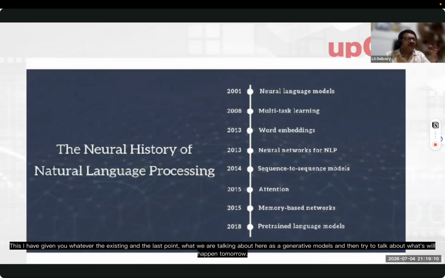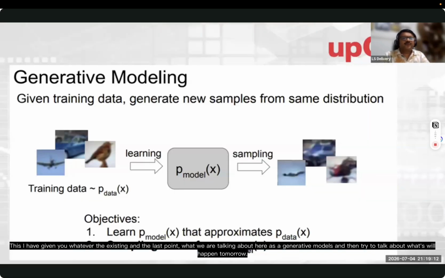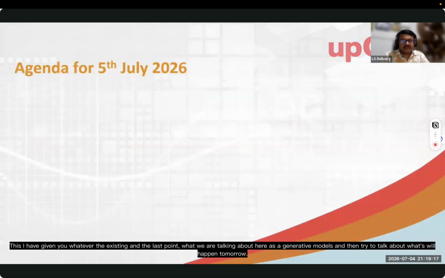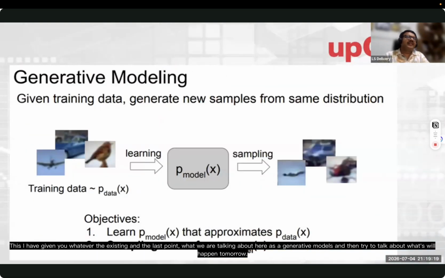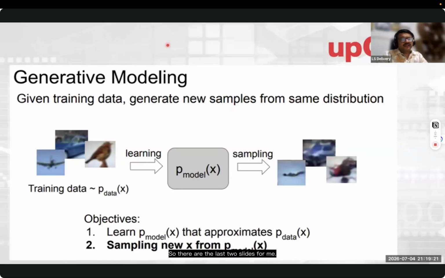This I have given you, whatever exists. And the last point, what we are talking about here as generative models, and then try to talk about what will happen tomorrow. So these are the last two slides for me. Another 5 minutes, we'll close.